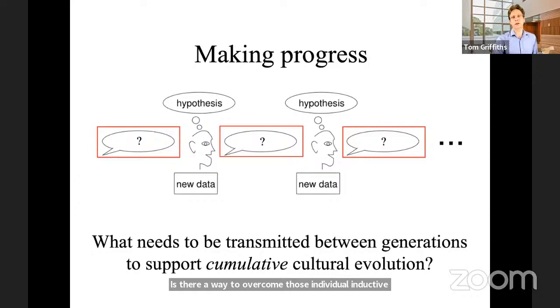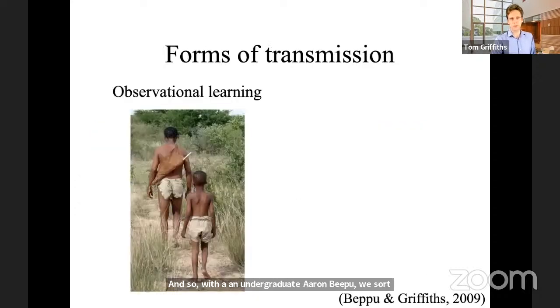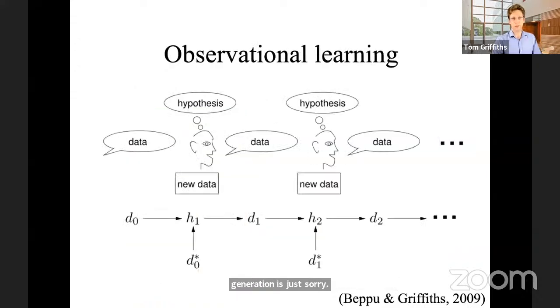With an undergraduate, Aaron Beppu, we ran some preliminary experiments where we looked at this and contrasted two cases. One I'll call observational learning. This is where the information you get from the previous generation is just data. You get to follow someone around and see what they do. You can think of this as the standard iterated learning setup, where you have hypotheses resulting in data, which results in the formation of new hypotheses. But we're augmenting this with the new individual data that they're getting.